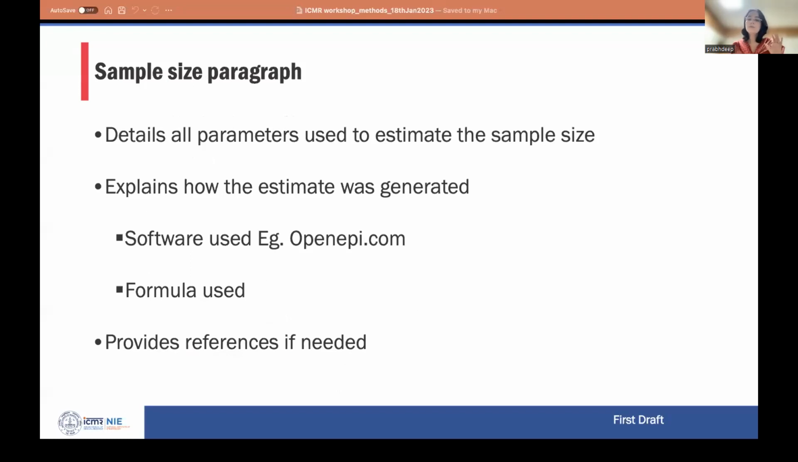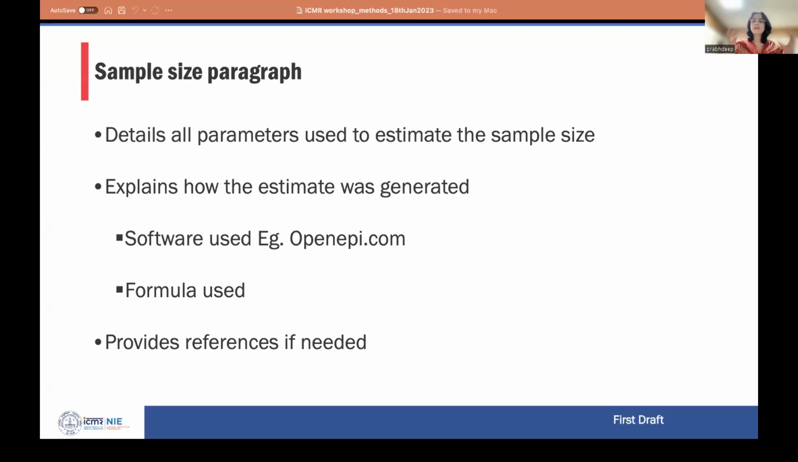Now, sample size. How to do sample size, I think there's a separate talk on that. So I'm only going to tell you what should be written in the proposal. You need to give all the parameters which are used for estimation of sample size. And most importantly, you should do a very good literature review for that. You should see, if a similar study has been done elsewhere, what kind of sample size they have used and what was their outcome.